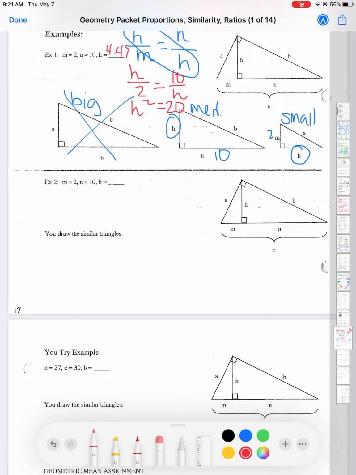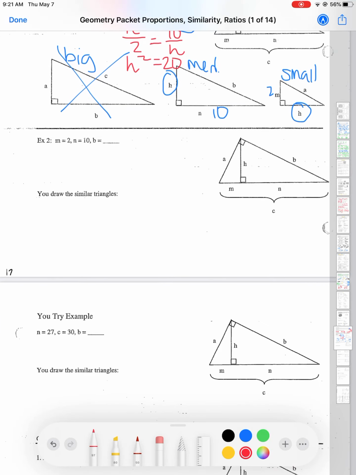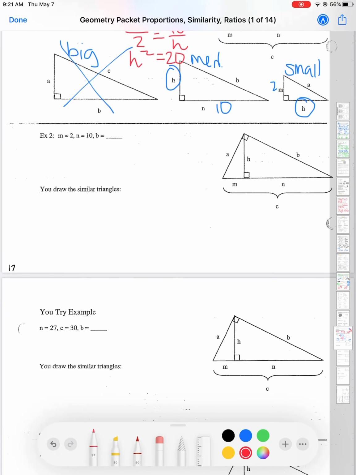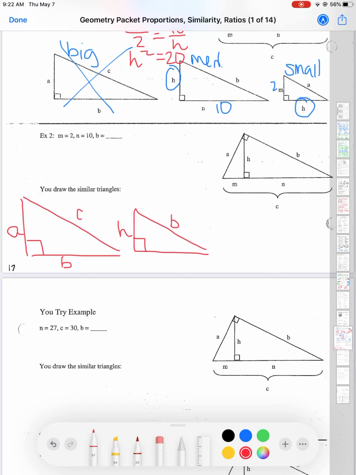Example 2, it says to draw the similar triangles yourself. They're exactly like the ones above because it's the exact same triangle, but we can do that really quick. So here's the big one. You always want to position them the same way. Don't freak out if it's different letters. Just position them with the right angle to the left. Make sure you get the right labels going on, and you'll be fine.